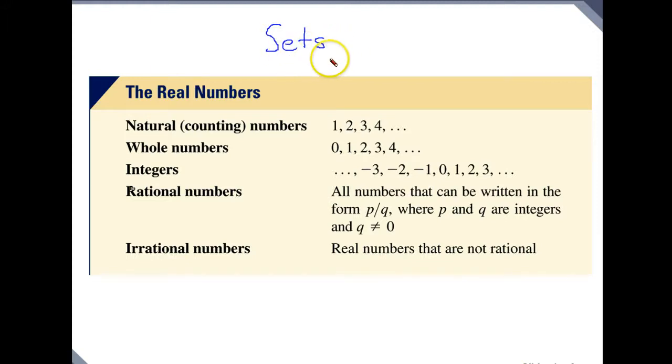Now, what are the sets of numbers? Well, the first set are the natural numbers. They usually just use the letter N for it. And that includes or starts with the number 1, 2, 3, 4. These are called counting numbers.